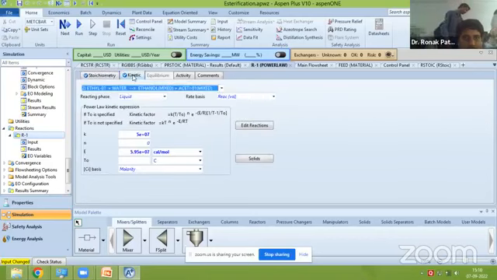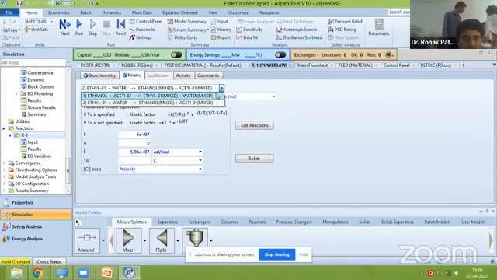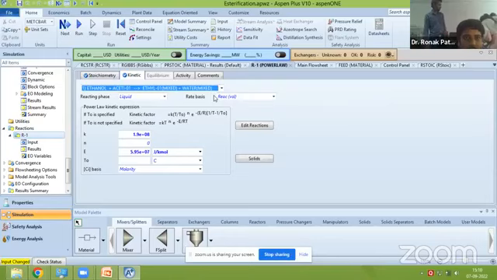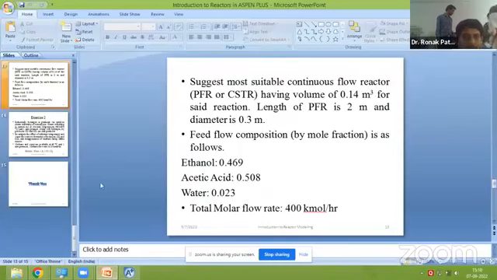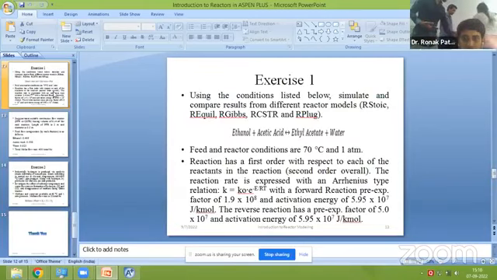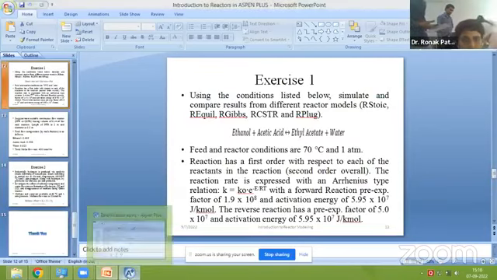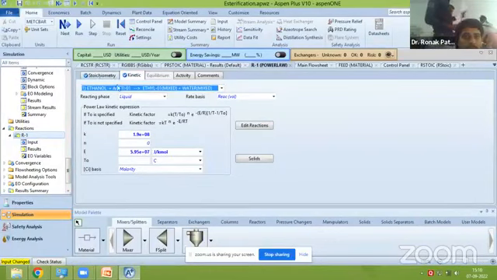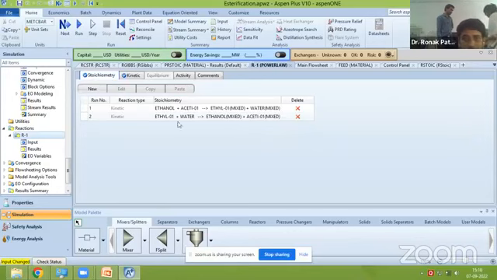So here I have mentioned the first reaction, and again there are two reactions. For the forward reaction, I have mentioned the pre-exponential factor, which is 1.9 into 10 to the power 8, and activation energy of 5.95 into 10 to the power 7 joule per kilomole. Already it is given in the problem statement, so from that only I have taken. Similarly, for the backward reaction, the reaction set has been defined.